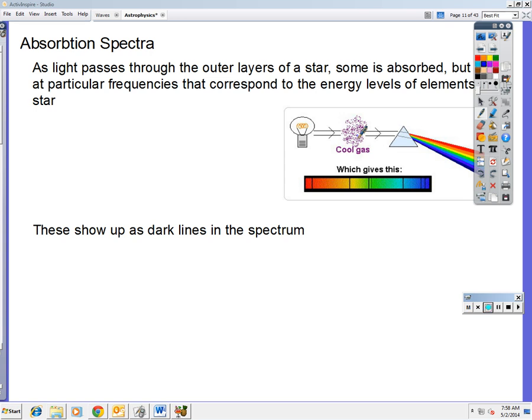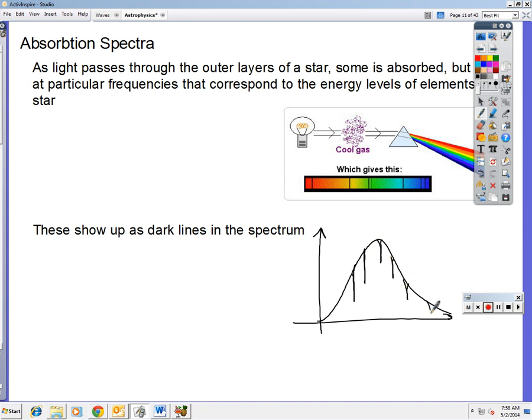And since those frequencies are absorbed, you get dark lines in the spectrum at particular locations where some of the light is absorbed. So if you were to plot the black body spectrum, it might look not like that, but with dips in the intensity at very particular wavelengths.